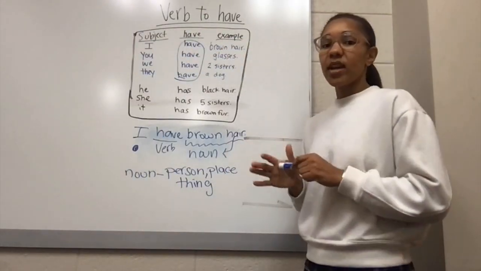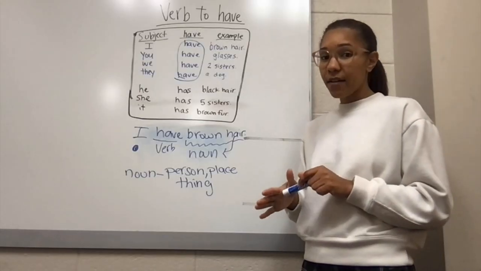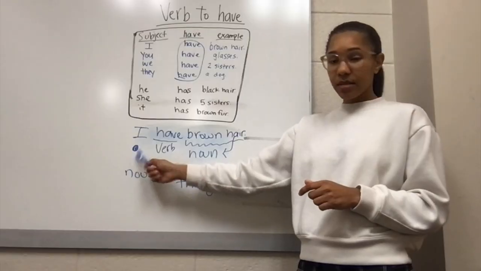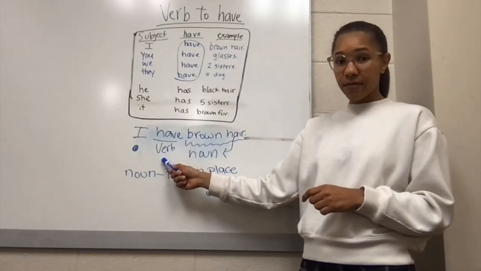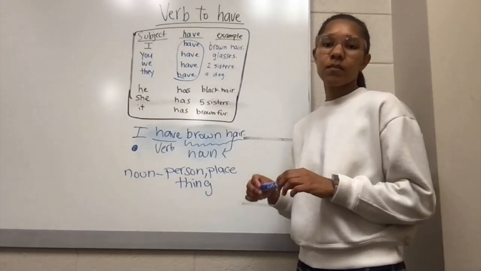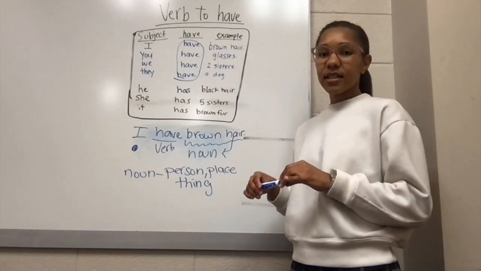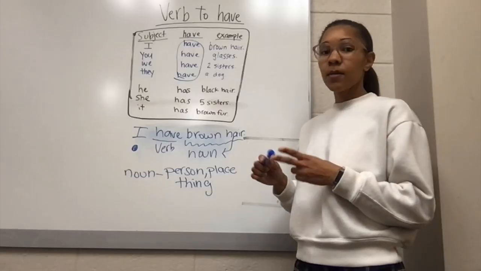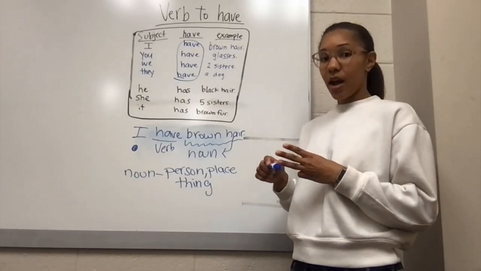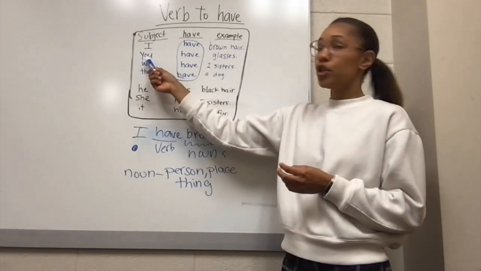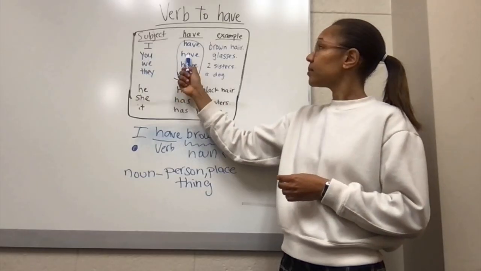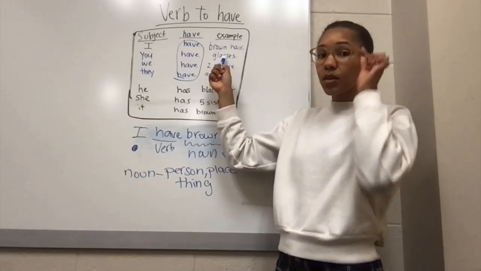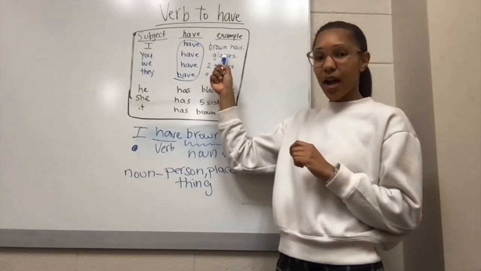So this means whenever we use the verb to have, we will always follow the same format: a subject, the verb have, and a noun. So in the other sentences that we have in our chart, we can see the subject, the verb have, and the noun pattern. You is our subject, have is our verb, and glasses, which are things, is a noun.